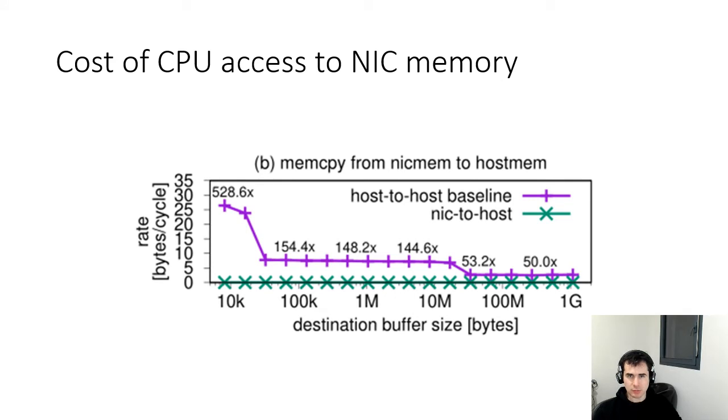Since Nicmem uses write combining, reads are non-cached, and for this reason, when we repeat the same experiment as before, but with Nicmem as the source, we get much worse performance. As we can see in this figure, copying from Nicmem is 550 times more costly than copying from hostmem. We therefore strive to avoid reading from Nicmem whenever possible.